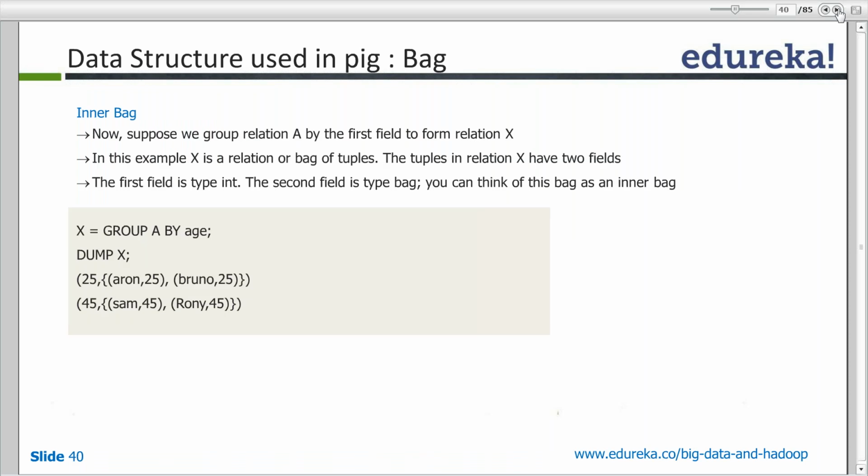So this part we have discussed, the below part. Now the inner bag, so here you go. This is an example of GROUP BY. Shiv Prasad, this will solve your doubt, and Rahul, yours also. Suppose we group relation A by the first field to form a relation X. If you notice, when I'm loading a file, I'm not populating a bag. I'm populating tuples only.